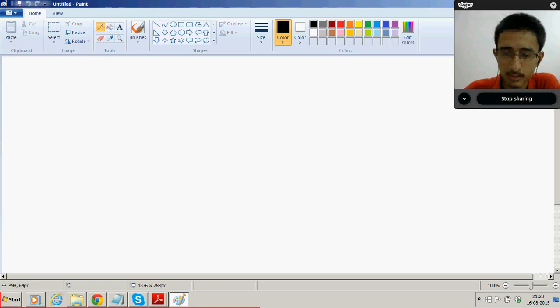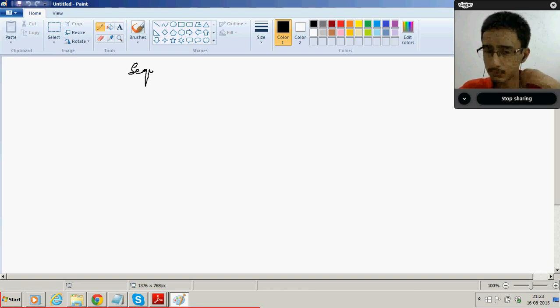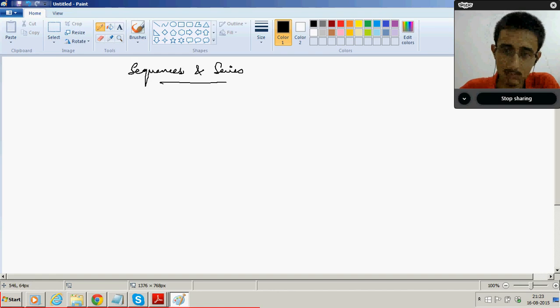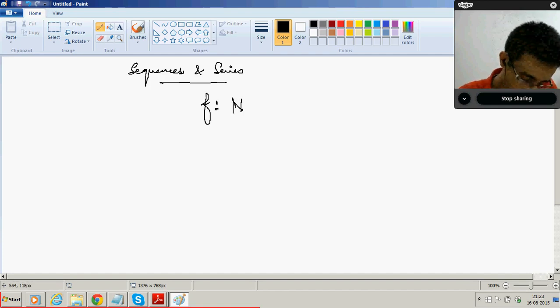One of the things that you will study soon is sequences and series, their convergence and other things. So what is a sequence? A sequence is a function from the set of natural numbers to, let us say, the reals.